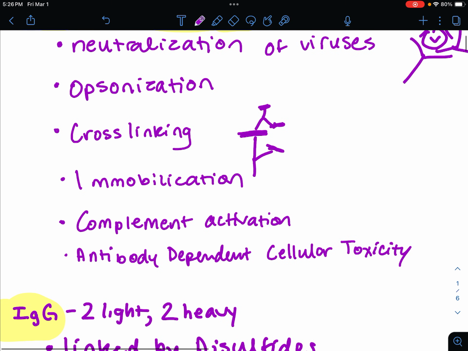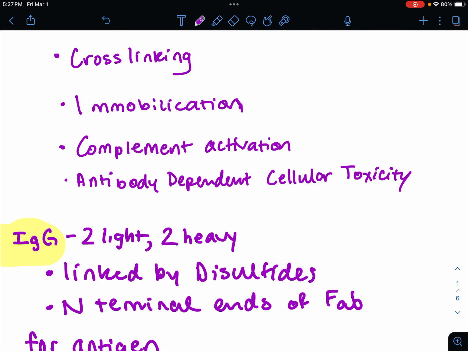Immobilization, this is going to be similar to cross-linking. However, the bacteria are going to be taken by the antibodies by their flagellum. The flagella are going to be held down by the antibodies. Complement activation, this is going to be using the classical complement pathway, where the antibodies are going to be found by the C1q protein, and then that's going to cause a cascade, and then you could have opsonization.